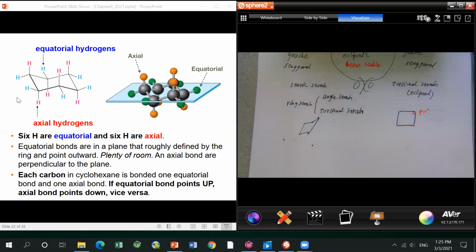So each bond has two properties. One is equatorial or axial, and the other is going up or going down. So just keep that in mind.